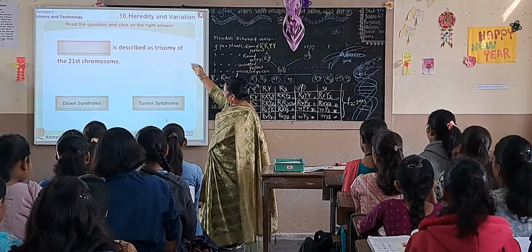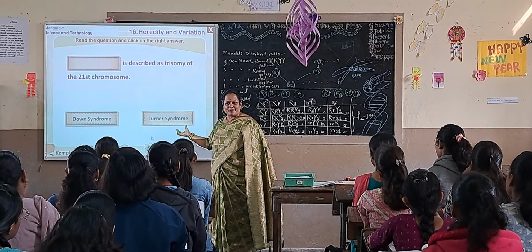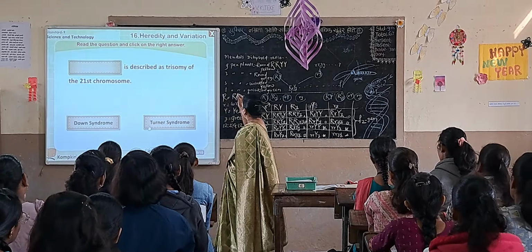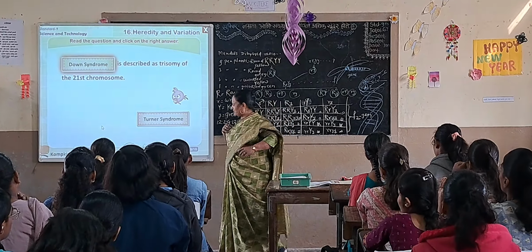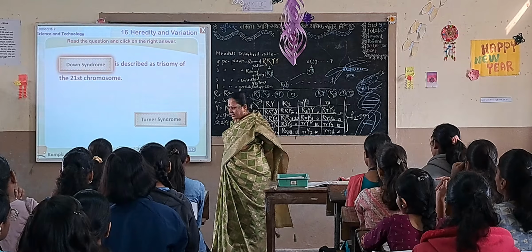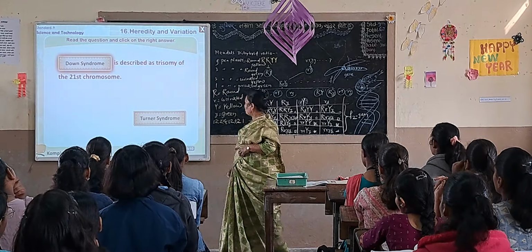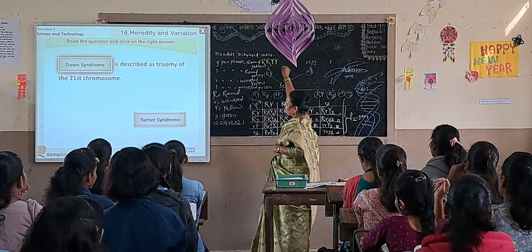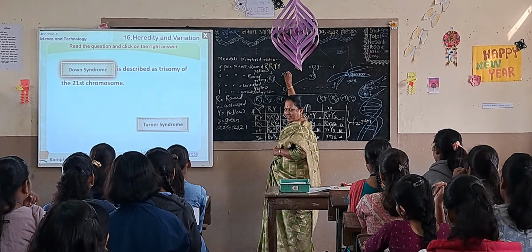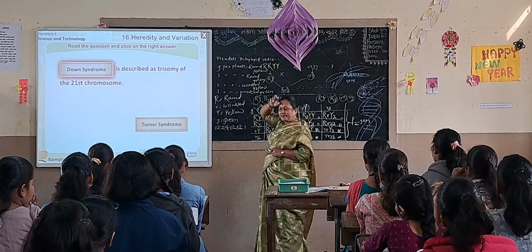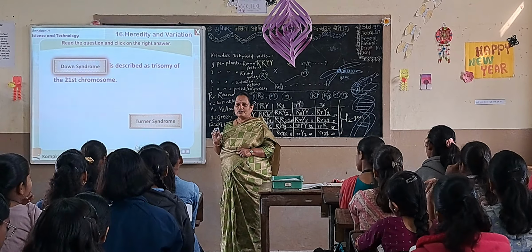That is described as a trisomy of the 21st chromosome. The syndrome or abnormality is called trisomy of the 21st chromosome. Turner syndrome or Down syndrome? Down syndrome, the 21st number of chromosomes. Tell me the number of chromosomes. Trisomy. Okay. The 21st number of chromosome is an autosome.